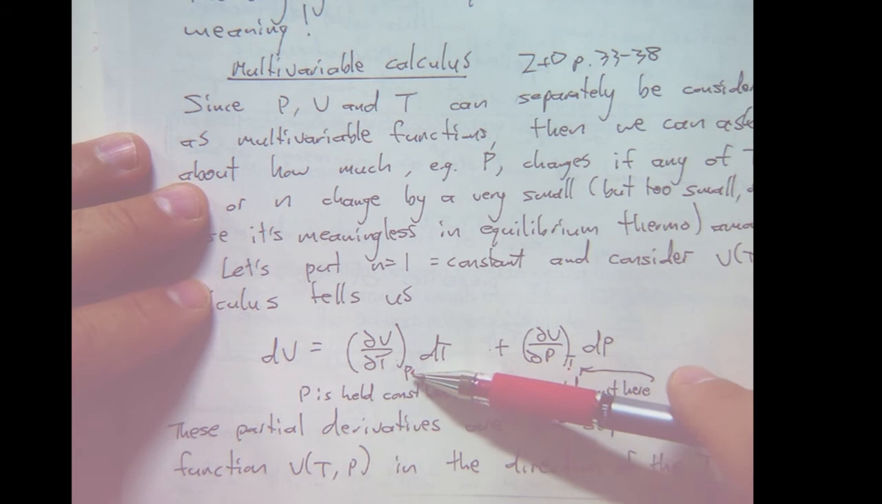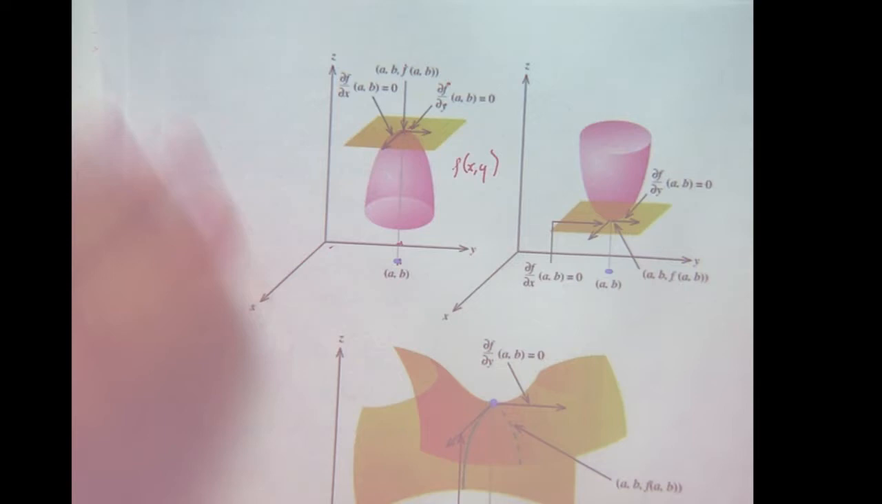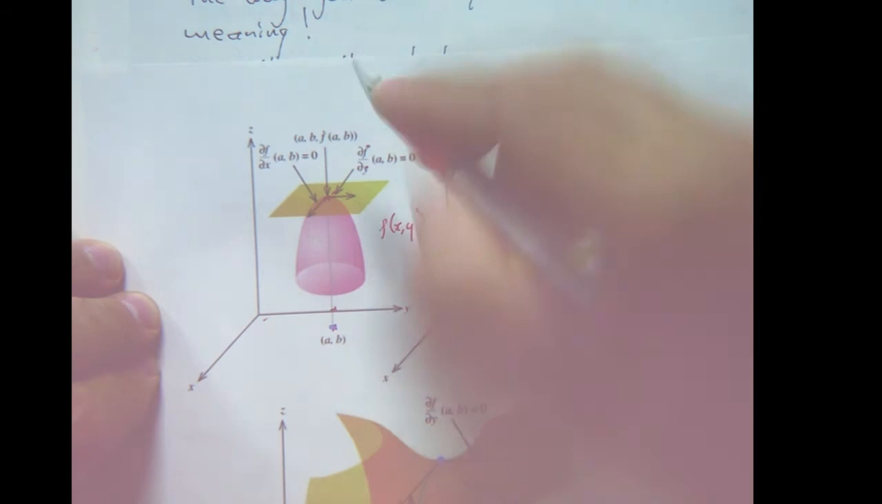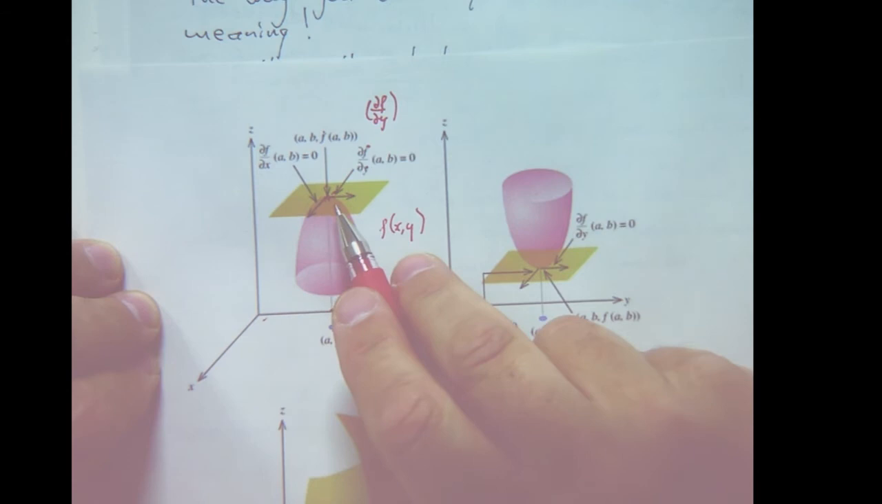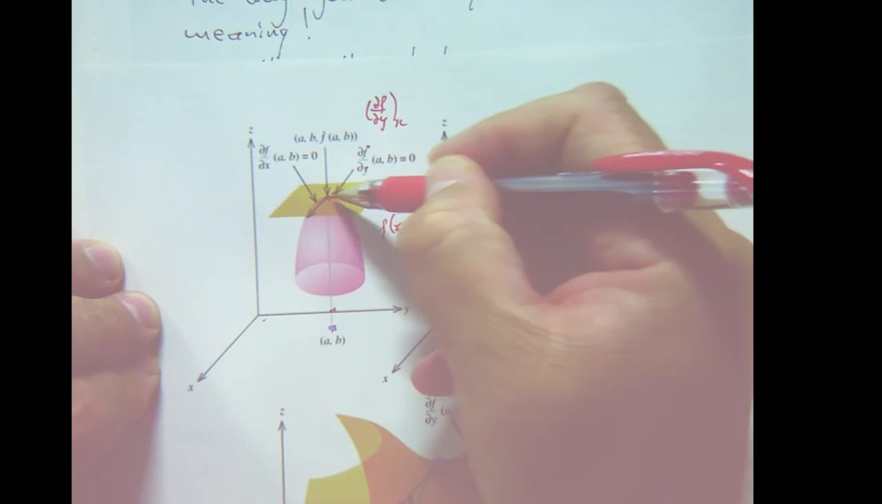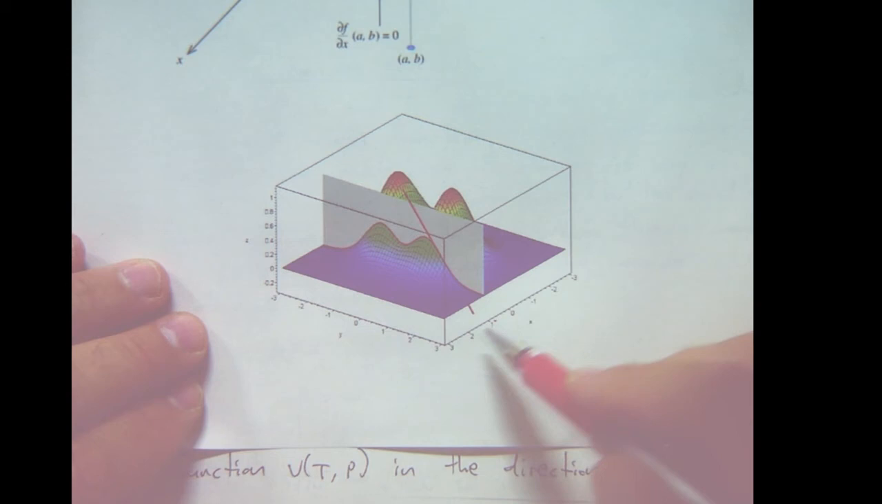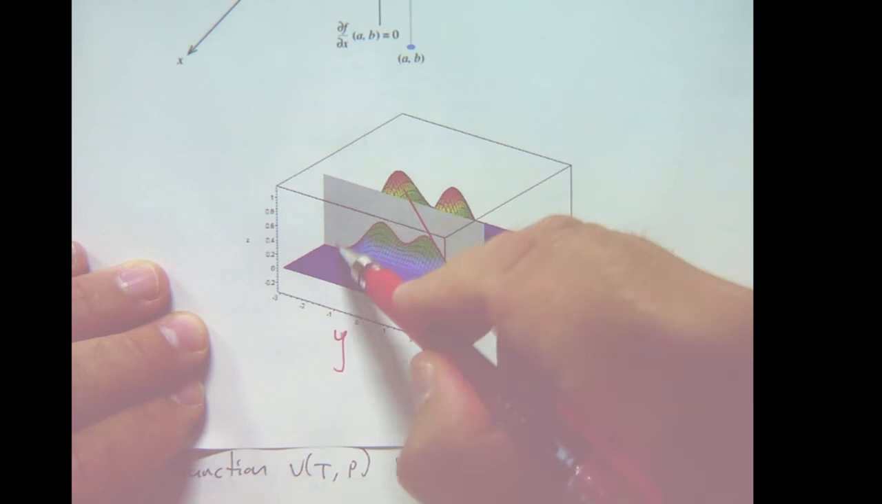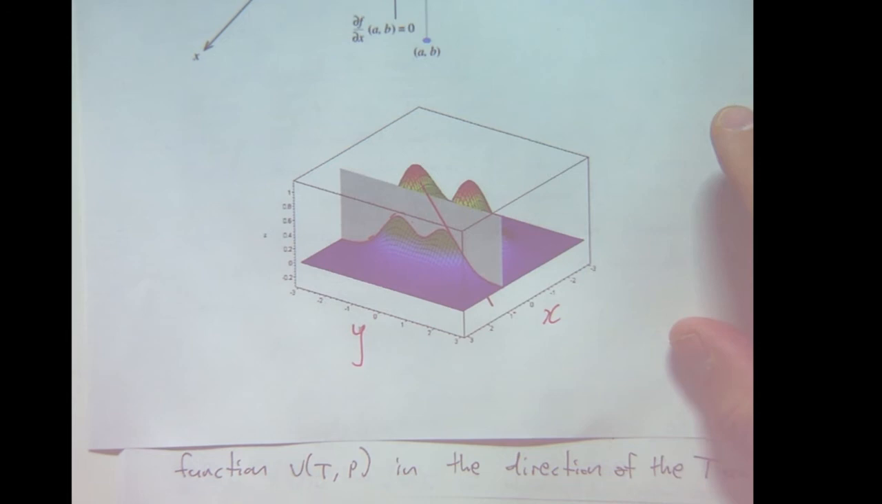So, for example, in a typical thermodynamic notation, this df by dy would be the partial derivative df by dy at constant x. Okay, so x is constant, and you're looking at the slope in the direction of y, on the y-axis. So, for example, down here is another function f of x, y, and here is the x-axis, here is the y-axis, and here along this line, if we restrict the function, this red line here. Let me just zoom in.